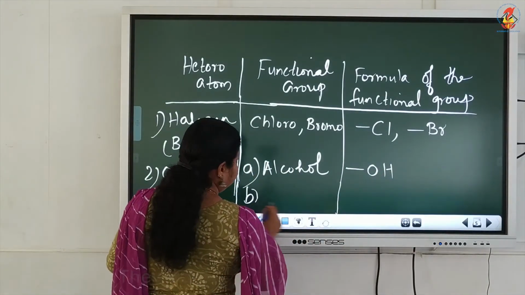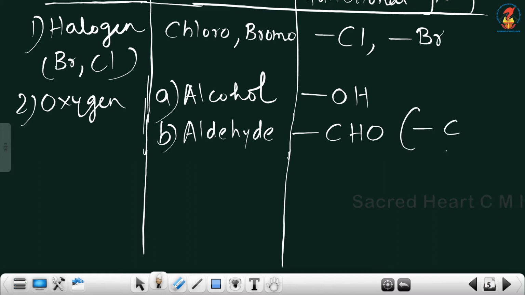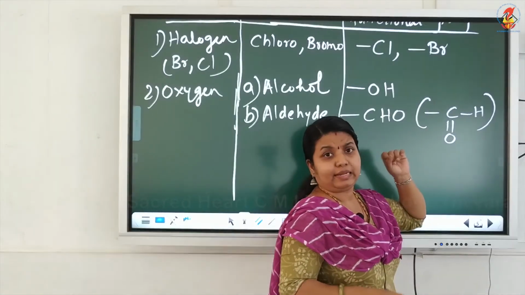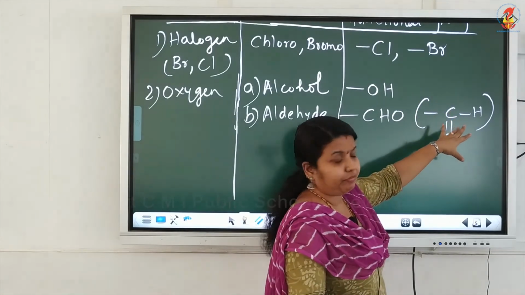Now B, aldehyde. The next one is aldehyde, which exists as CHO: oxygen in combination with a carbon and hydrogen. This is the formula, CHO. Simply you can write it as CHO, but to see how the valency criterion is maintained here, this is the detailed structure of the functional group.